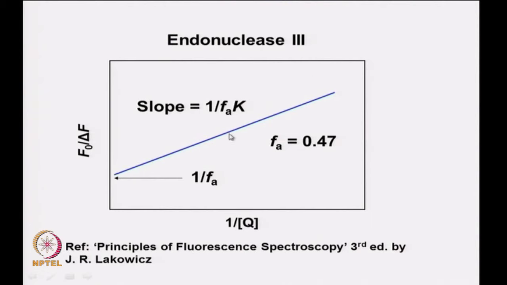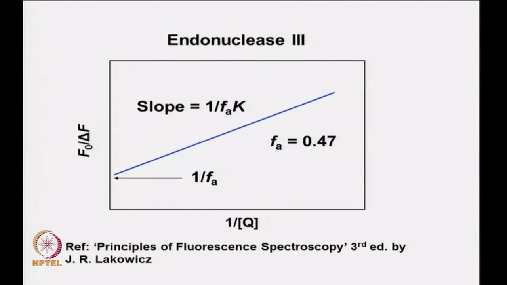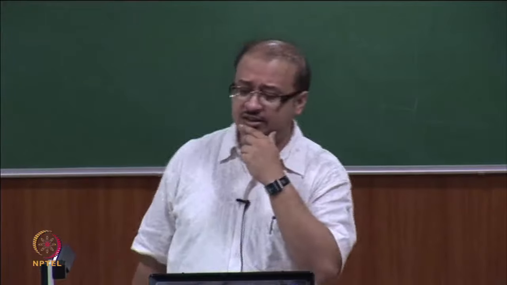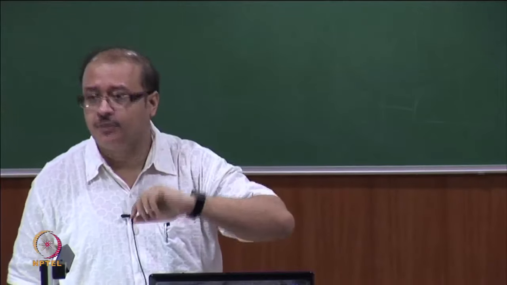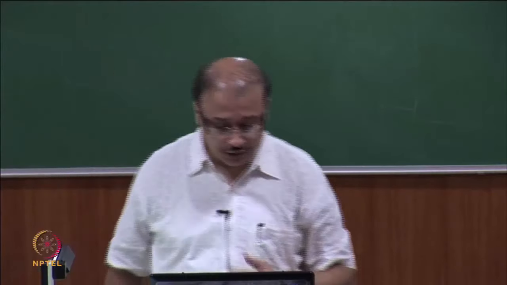Okay. You look at endonucleus. So, this was the plot before, right? This was the downward curvature plot where I said two different fluorophore accessibilities. Now, for the same plot, what I have done is, I have plotted F 0 by delta F, the thing we just derived, and this is the plot you are looking at. Here this is 1 by F A, which is the intercept, and this is 1 by F A times K, which is the slope. Here F A is 0.47, what it means is, remember this was the fraction accessibility. What it means is, out of the total initial intensity, close to 50% or 0.47 or 0.5 fraction was accessible to the quenching molecules, right.